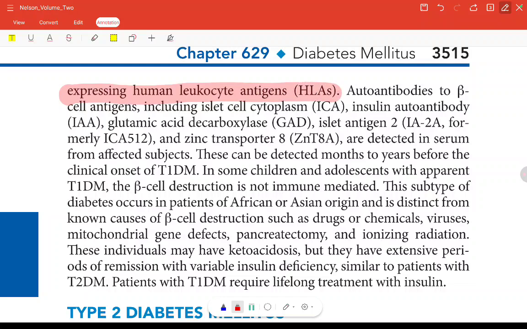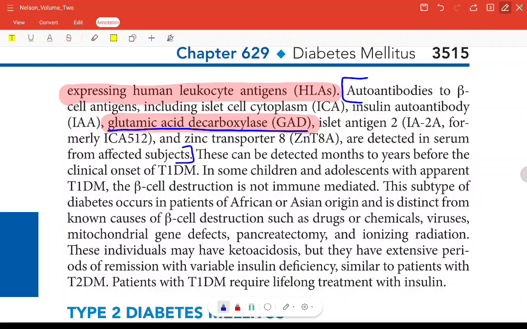Autoantibodies to the beta cell antigens, including the islet cell cytoplasm, insulin antibody, and glutamic acid decarboxylase, GAD. This is the full form of GAD, that is glutamic acid decarboxylase. Islet antigen 2. You have to remember the full form of GAD, right? Glutamic acid decarboxylase and zinc transporter 8 also are detected in the serum from the affected subjects. So these are the antibodies which can be detected.